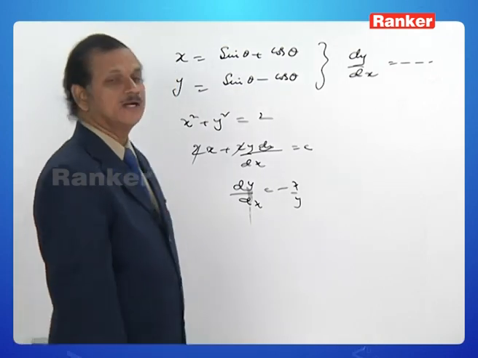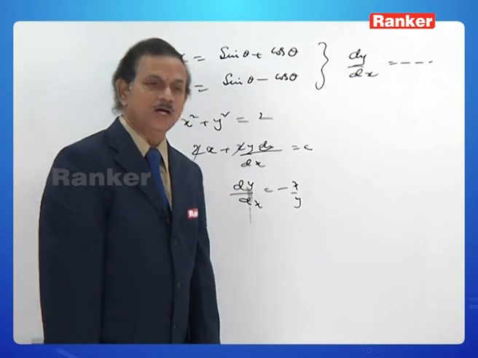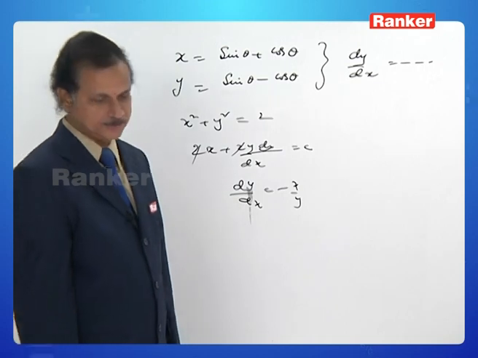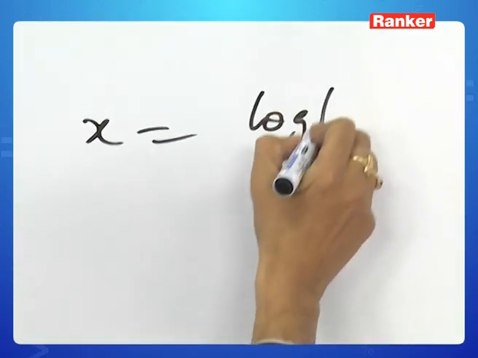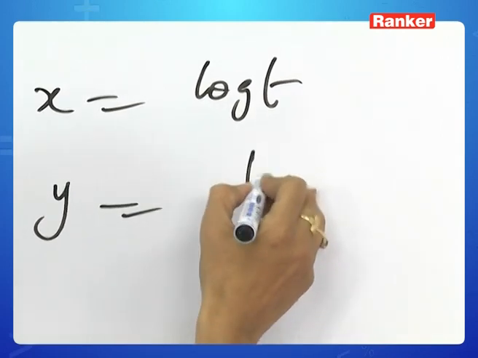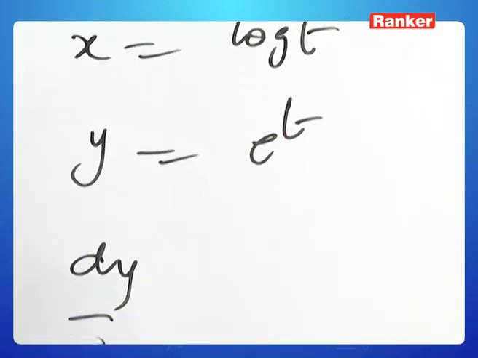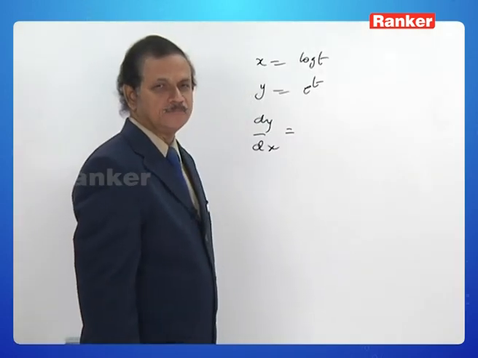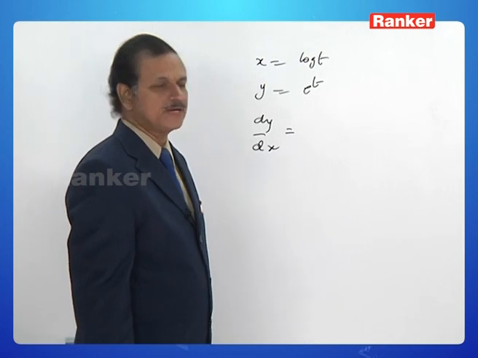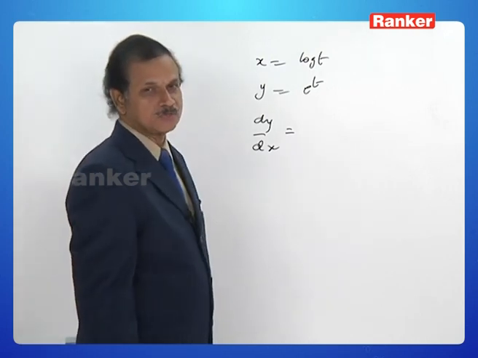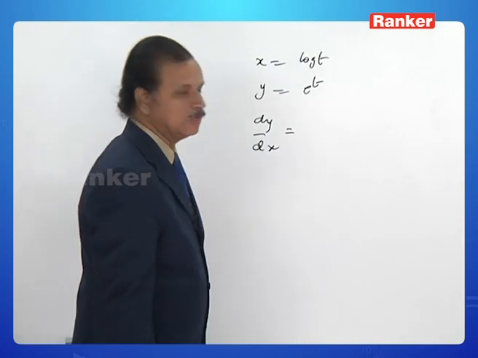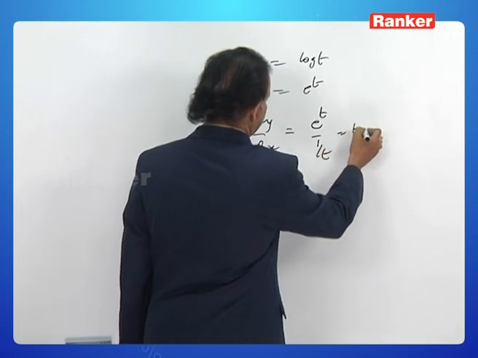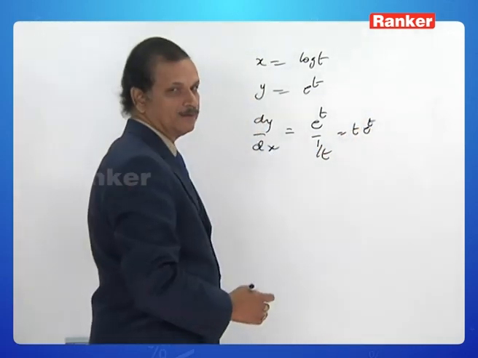So that is why, according to the necessity, according to the situation, you have to fix the plane of thinking and the strategy to put. x is equal to log t and y is equal to e power t. dy by dx is therefore equal to, what is dy by dx? You need not put any step. You must be in a position to have the answer immediately. It is derivative of y with respect to t by derivative of x with respect to t, which is e power t by 1 by t. It is nothing but t into e power t.